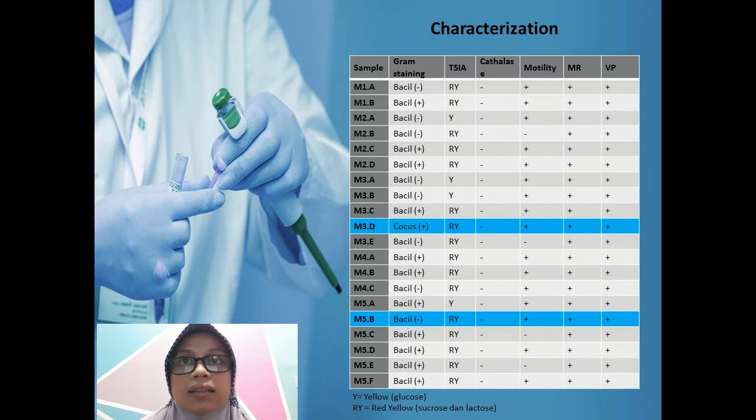Next, the TSIA test shows 16 media that changed color to yellow and red, and 4 media that changed color to yellow. This indicates that the media with a red slant part and yellow butt means that the bacteria are able to ferment glucose, while the media with both slant and butt yellow means that the bacteria are able to ferment sucrose and lactose.